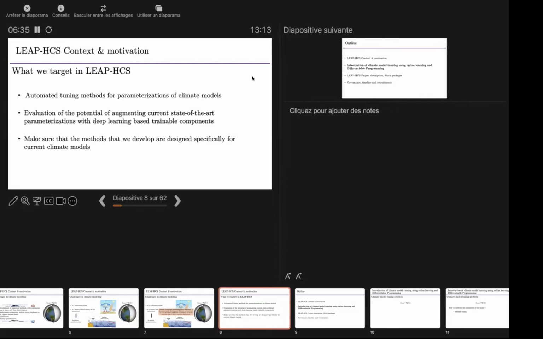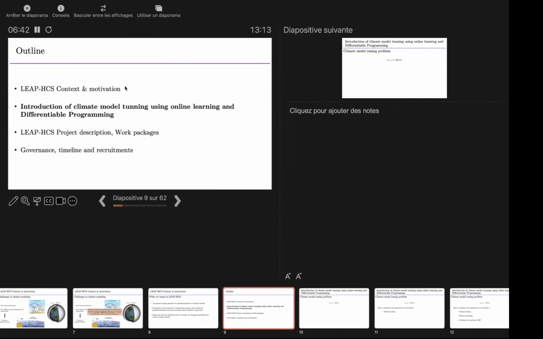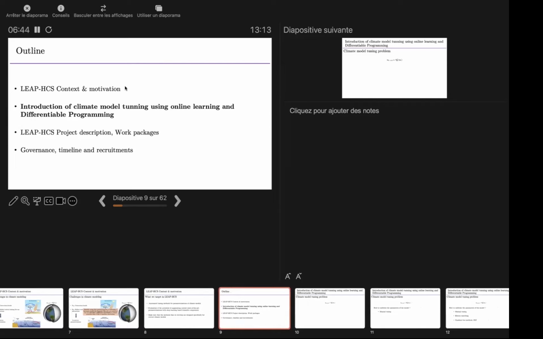With some demonstrations that are directly targeting the ocean component of climate models. So I will now give a little bit of an introduction into how we are planning to solve this climate tuning problem, or at least try to do it, using ideas from what we call here online learning and differentiable programming.